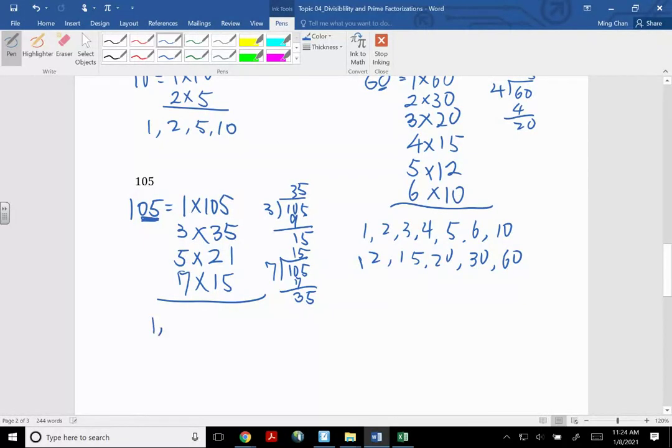So all the factors that make up 105 will be 1, 3, 5, 7, 15, 21, 35, and 105. All right, so this is how. When we find all the factors of a number, we can use the divisibility rule to help us a little bit.